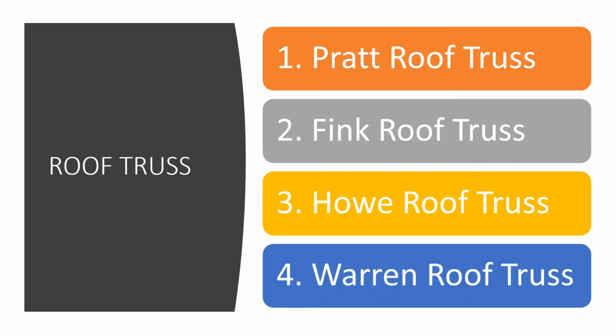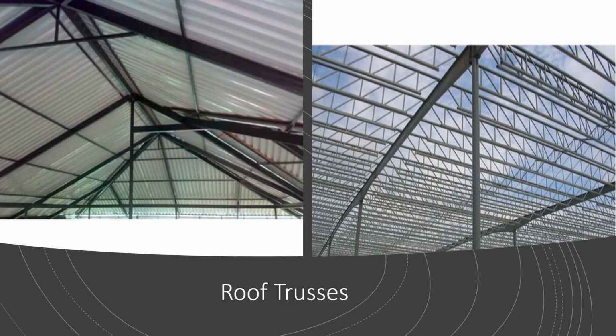We also have different types of roof truss. Here we have four. The first one is Pratt roof truss. The second, Fink roof truss. The third type, Howe roof truss, and the fourth one is Warren roof truss. Here are a few of the most common roof trusses that have a triangular system or interconnected straight structural elements that can be found in your home or industrial property or garage.